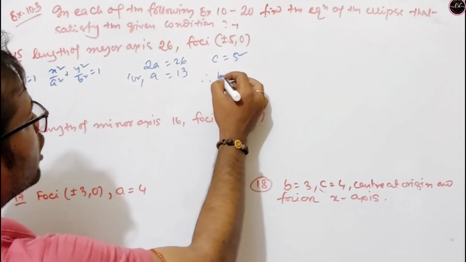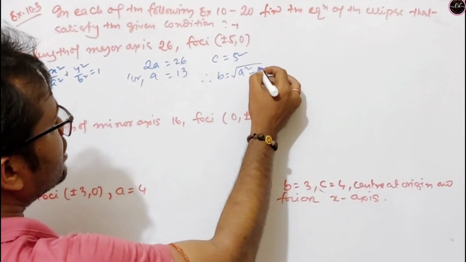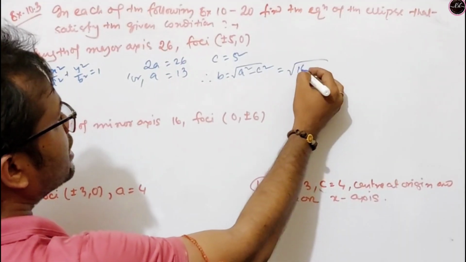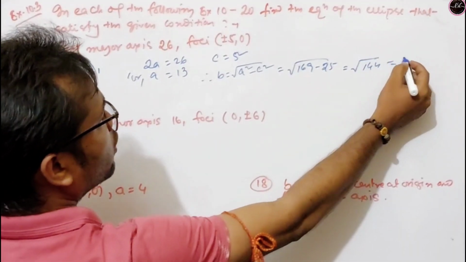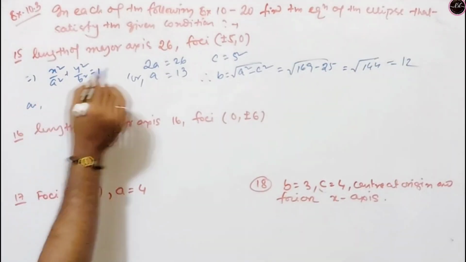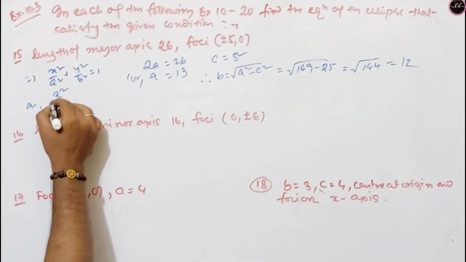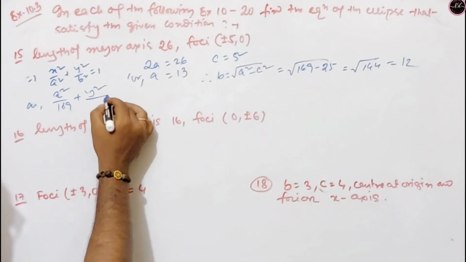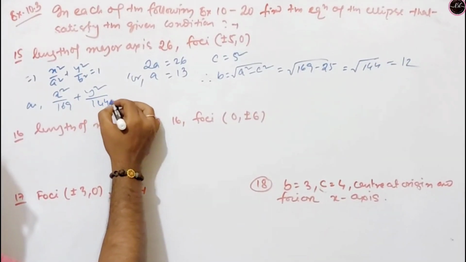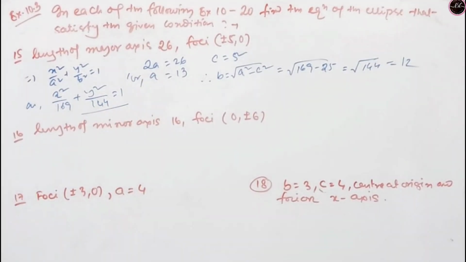So therefore b equal to root over a square minus c square, that means root over 169 minus 25, that means root of 144, that means 12. Okay, so just put here the value of a and b, x square divided by a square equal to 169 plus y square by b square equal to 144 equal to 1. Okay, that is the required equation.